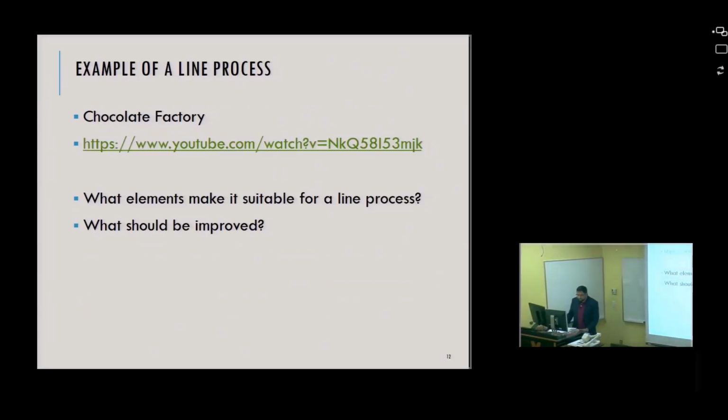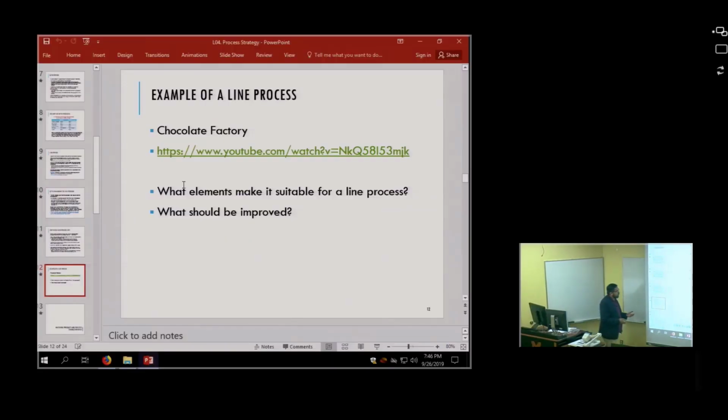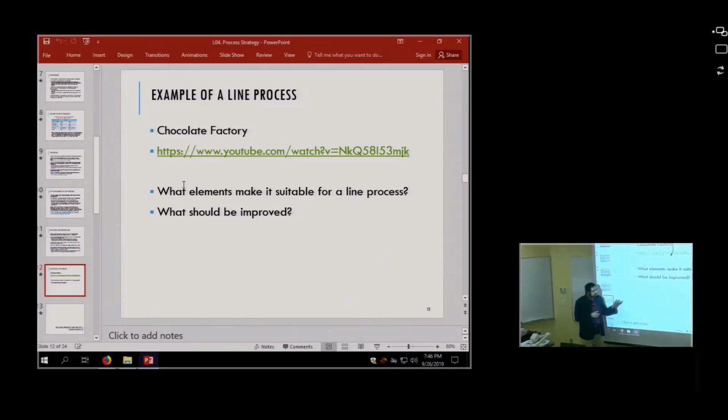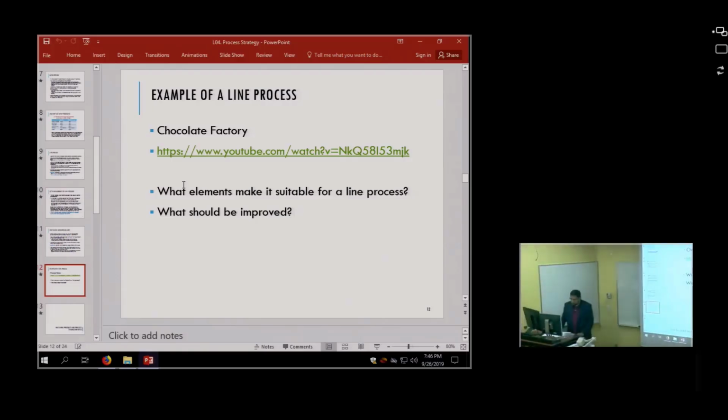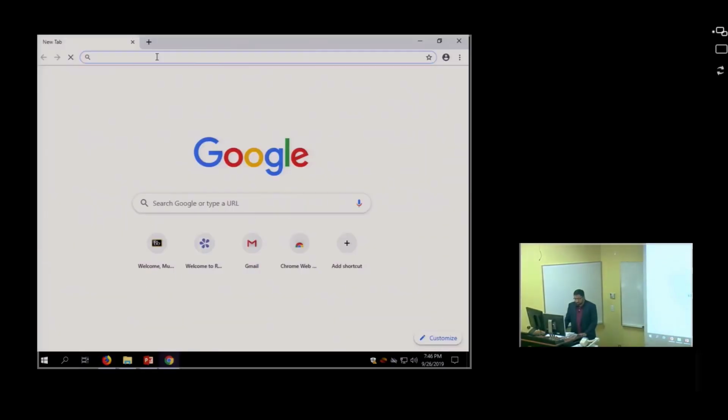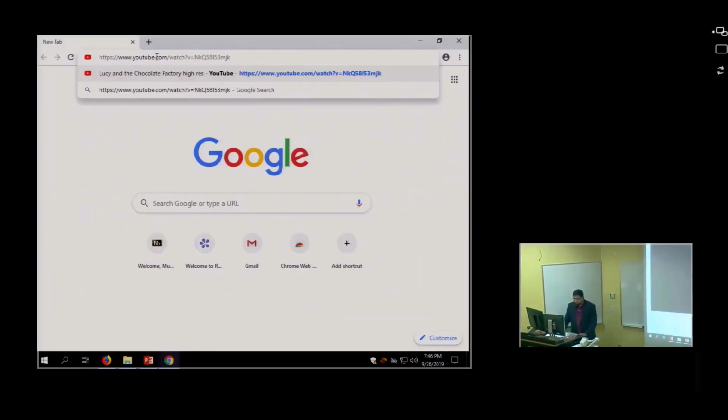Okay, so let's see an example of a line process, and then I'm going to ask you 2 questions. Is a line process suitable for what is being done? And then, how can we improve the process? It's a short video, so I might have to play it a second time so you can actually concentrate on the process.